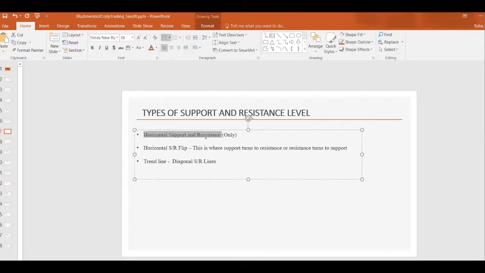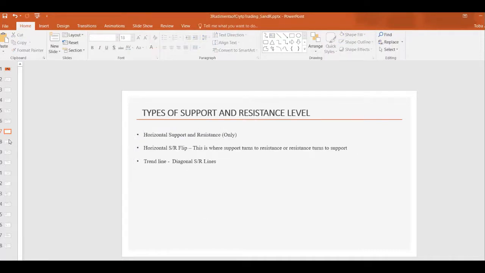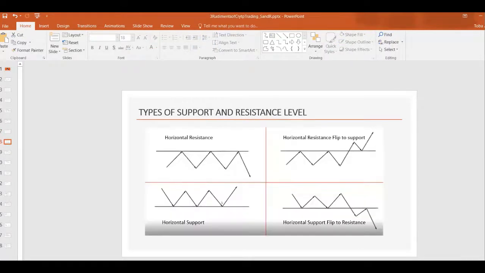Here is horizontal support and resistance, while a trend line is like diagonal support and resistance. So let's look at these different types of support and resistance. Let's look at the diagram first. Please get these diagrams in mind. They are helpful in explaining things.